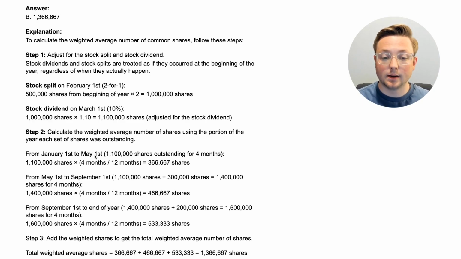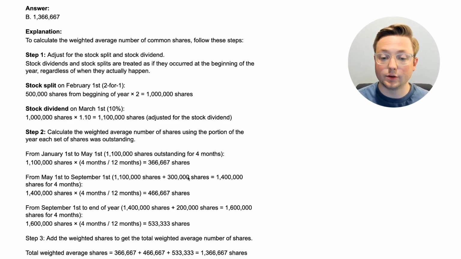Now we take this 1,100,000 shares. This was the amount for 4 months of the year because it was from January to the very beginning of May. So January, February, March, April, that's 4 months. So we multiply it by 4 out of 12 months, and that gives us 366,667 shares. And then again, this is a different way to calculate it.